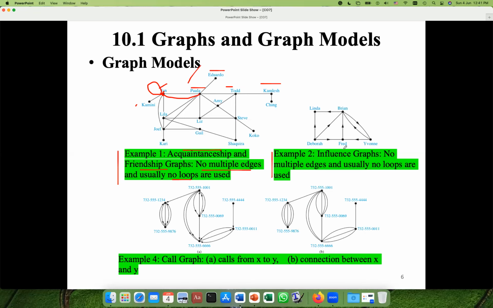This is the influence graph, which means maybe in this class, how each person has influence over another person. How each person has influence over another person. I don't know the Arabic word for it, maybe. Anyhow.